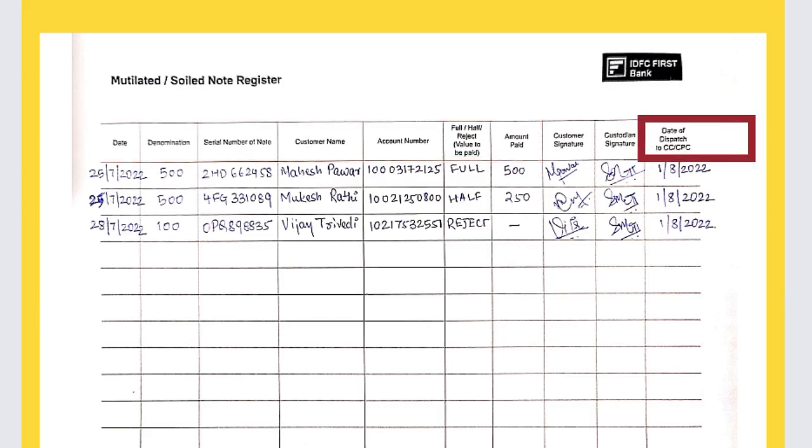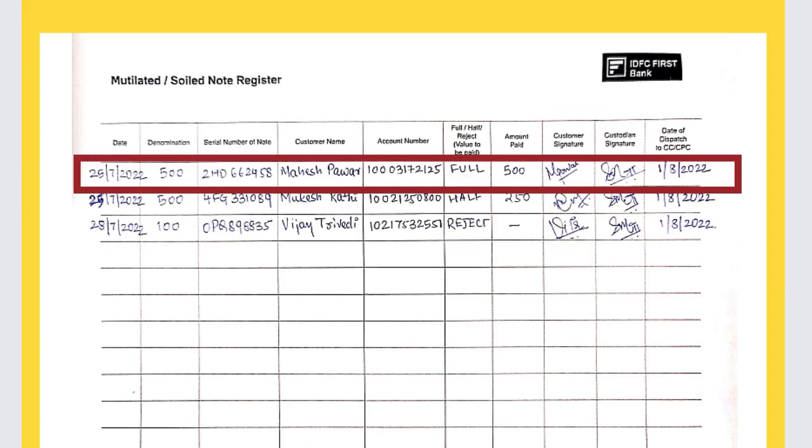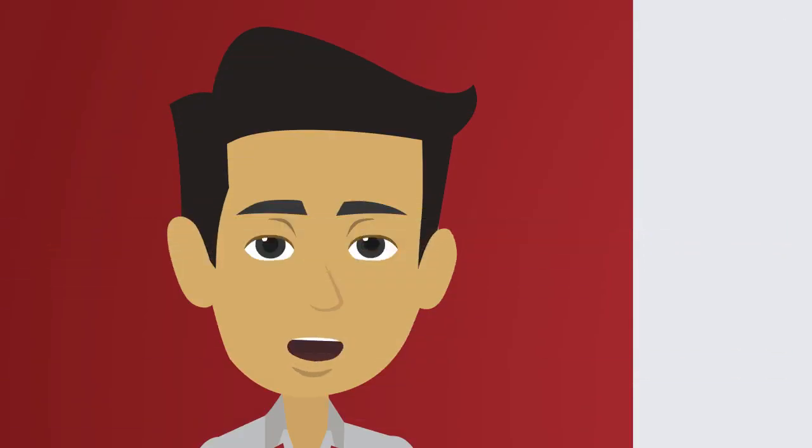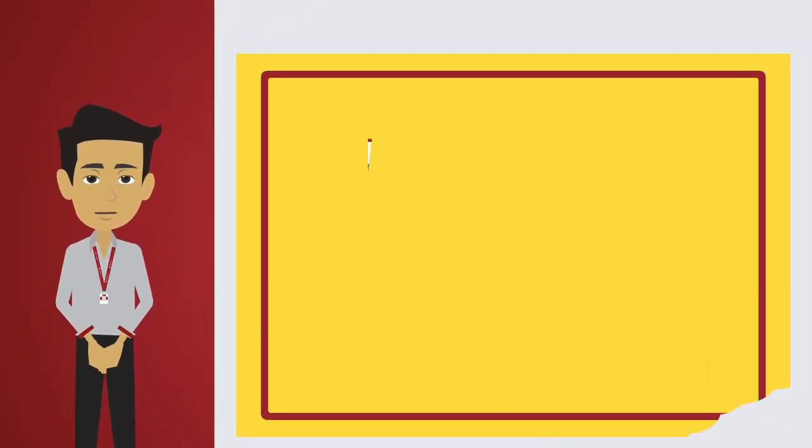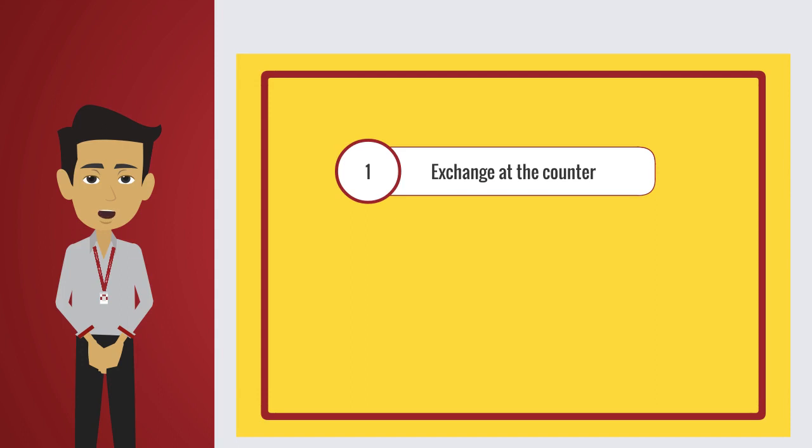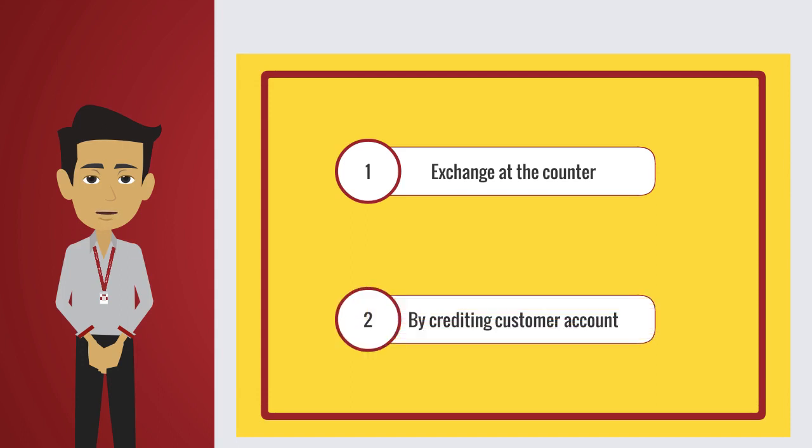In the last column of this register, the correct date of dispatch to CPC or currency chest is to be filled on a monthly basis when the notes are dispatched to CPC or currency chest. Remember, customer and custodian must sign the register. For full value, mention full value in the value to be paid field. Refund can be done in two ways: exchange at the counter and by crediting the customer account.